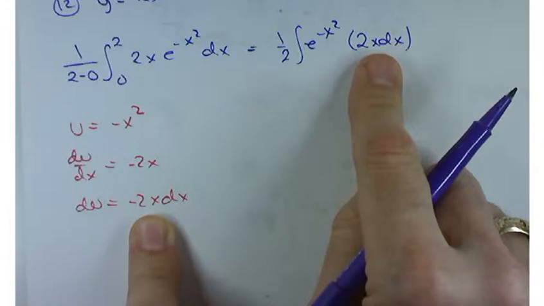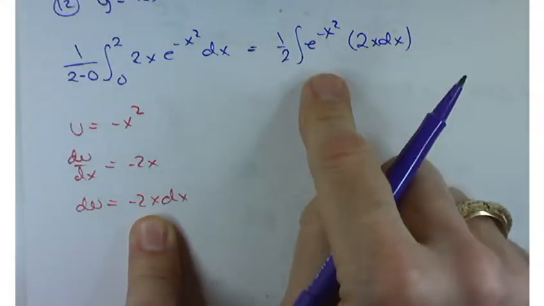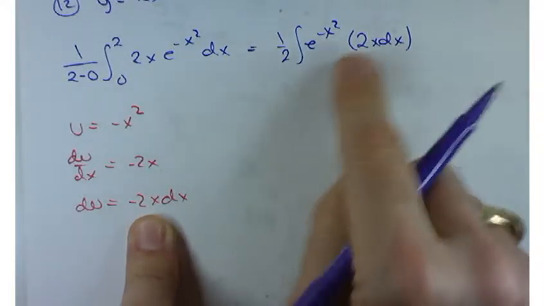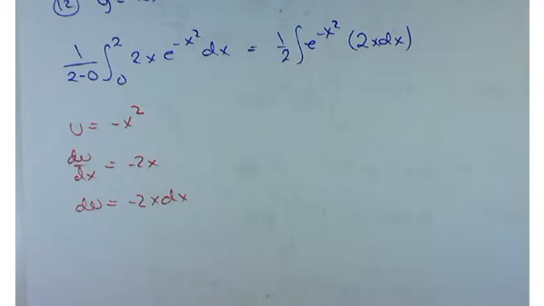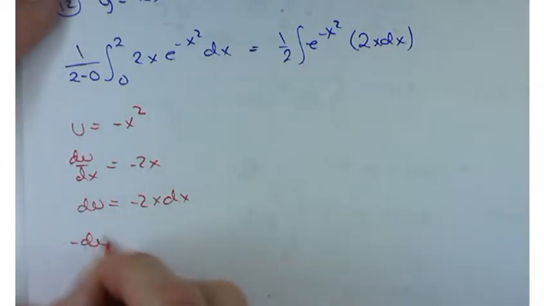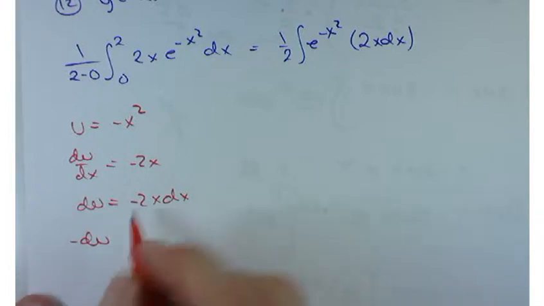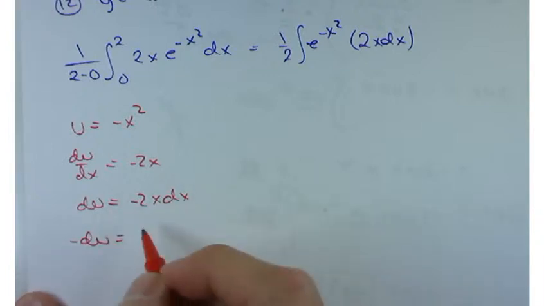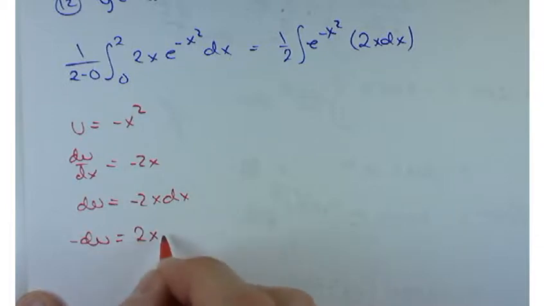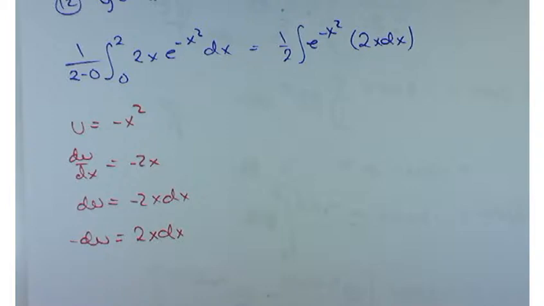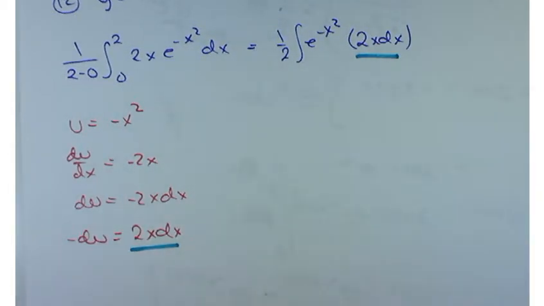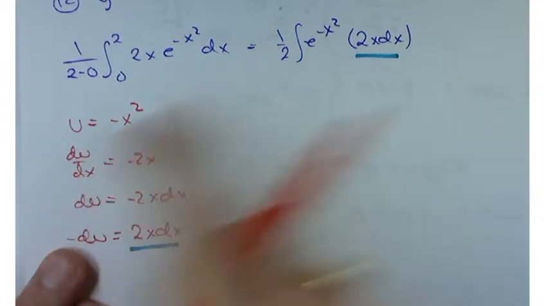I'm going to change the intervals, I just haven't got there yet. I'm just finishing up the u substitution. I like changing the intervals, and we will do that. If I divide both sides by negative 1, I get negative du equals 2x dx, and these are the same. So I can replace this by negative du, and I'll substitute in here and get u.